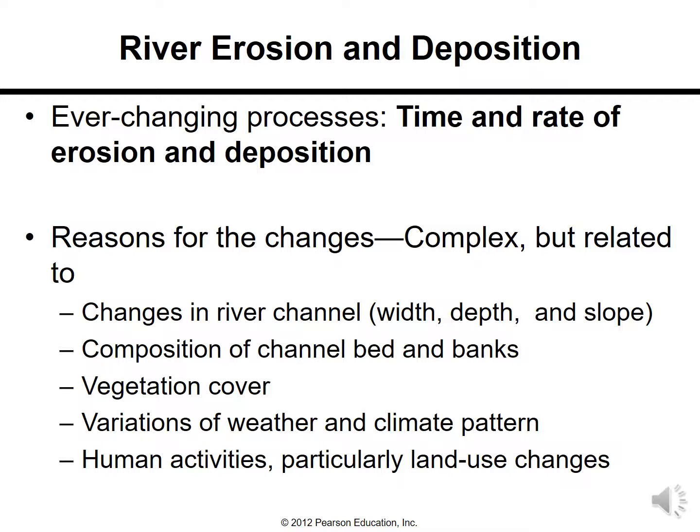The reasons for the changes are complex but related to changes in river channel width, depth and slope, and also the composition of the channel bed and banks. Vegetation cover also determines the time and rate of erosion and deposition, as do variations of weather and climate pattern, and also human activities, especially land use changes, which can cause changes in the time and rate of erosion and deposition.